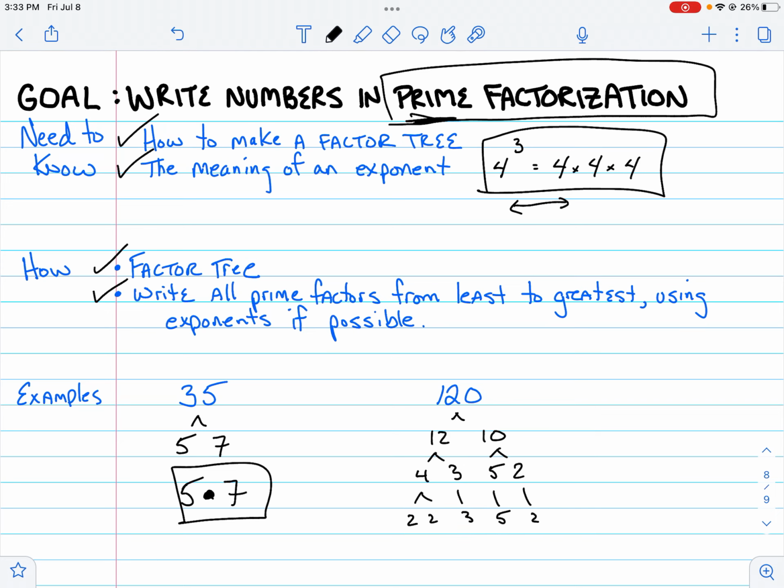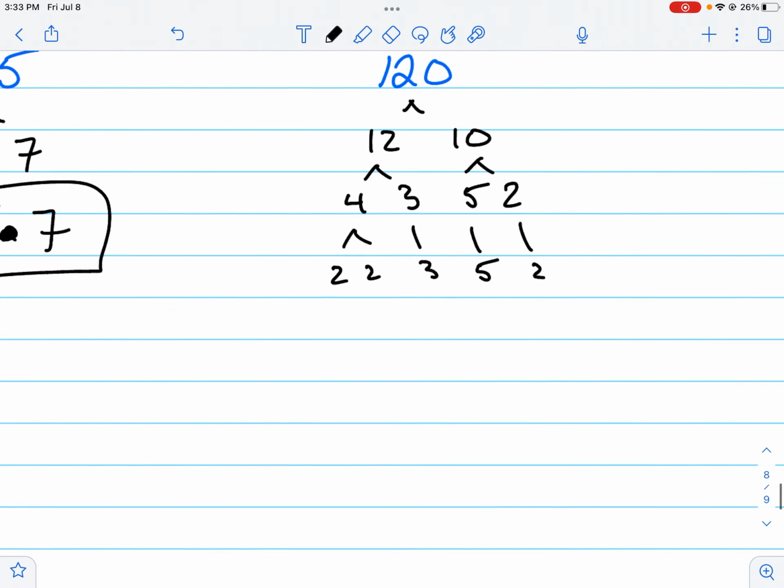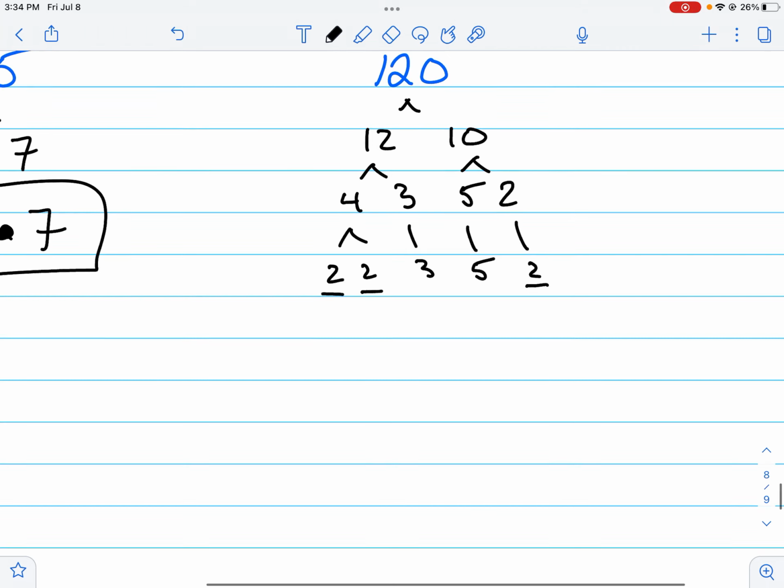Now, I don't want to confuse anything, so let's zoom in here, and let's look for the second piece. Let's look for using exponents. I see I have a number of different 2's. In fact, I have 3 of them, so I'm going to use exponents here. The next biggest number is the 3, and the third biggest number is the 5.